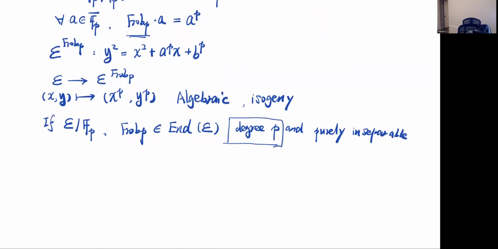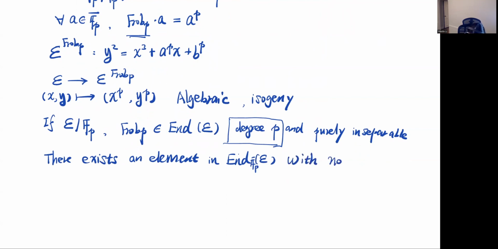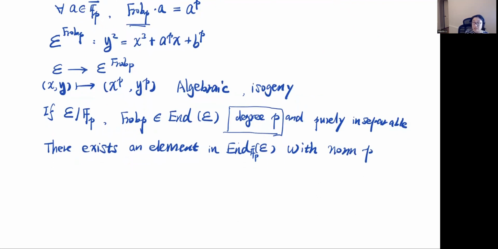So this shows you that there exists an element in the endomorphism ring of E over FP bar with norm P. This is exactly why, if you have an elliptic curve defined over a finite field, the endomorphism ring is always bigger, because you have a Frobenius in there. Okay.